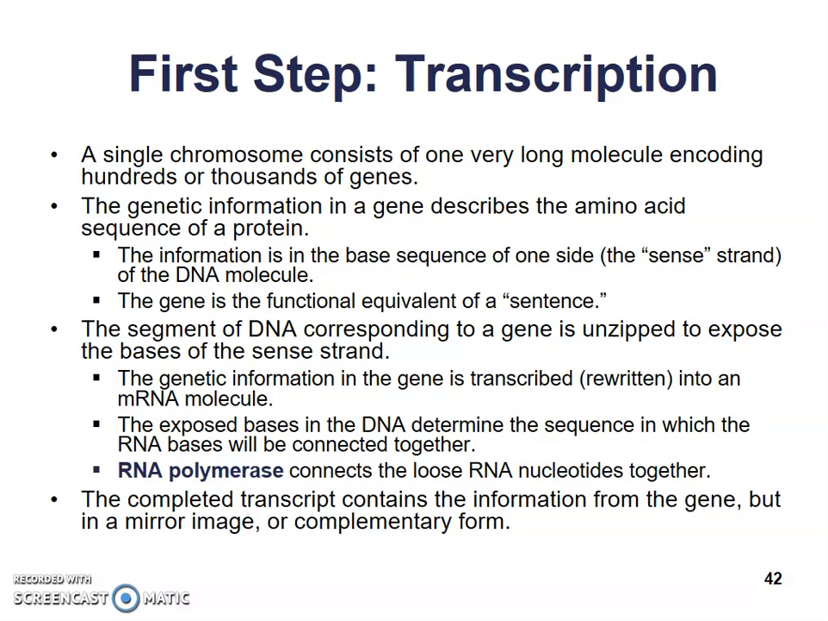So in the first step, a single chromosome consists of one very long molecule with hundreds of thousands of genes. But we want to only transcribe or make a transcript of one of those. So we only want to make one protein, so we only need to transcribe and translate one gene. The genetic information in one gene describes the amino acid sequence of one protein. The information in the base sequence of one side of the DNA molecule, that's the sense strand. Only one side is ever transcribed. The other side of the DNA molecule is just ignored.